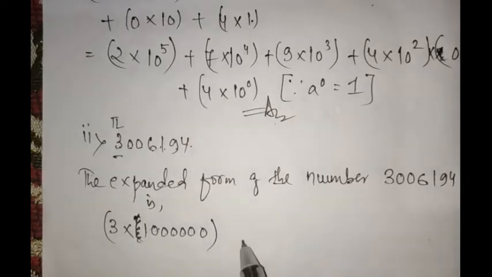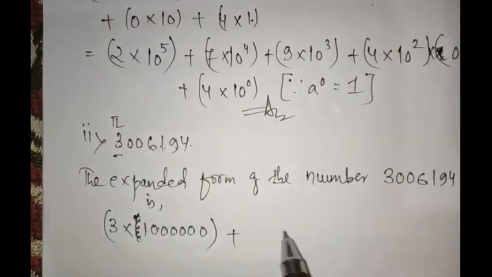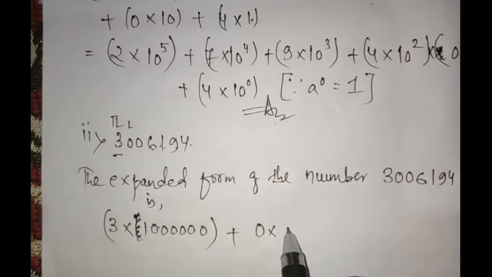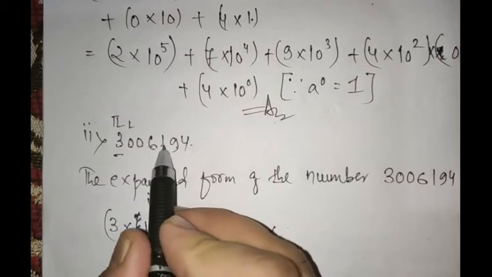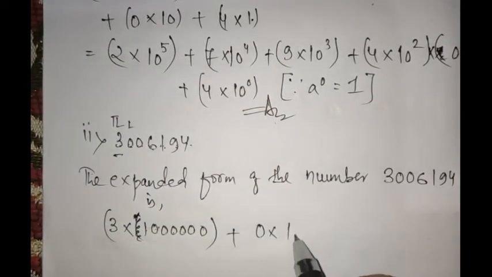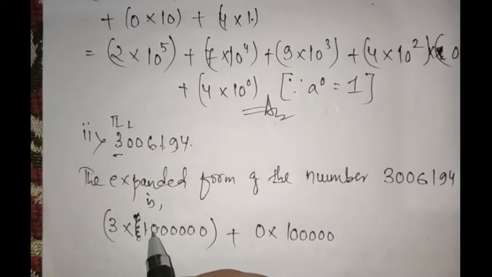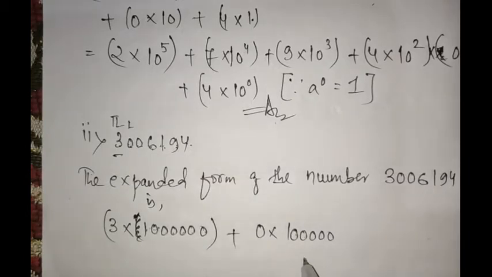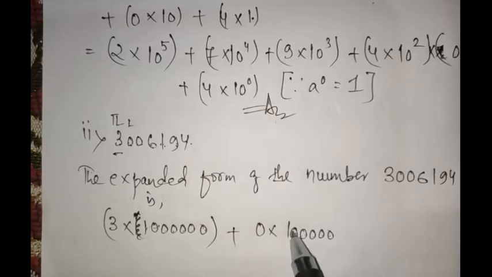Similarly, what digit do you have next? 0. So 0 is in which place? It is in the lakh place. So if it is a lakh place, how many zeros should be there? 1 2 3 4 5. So this becomes your lakh position, right? Just count it: ones, tens, hundreds, thousands, ten thousands, lakh. So in the lakh position 1 should be there, and after that the remaining 0s should be kept.